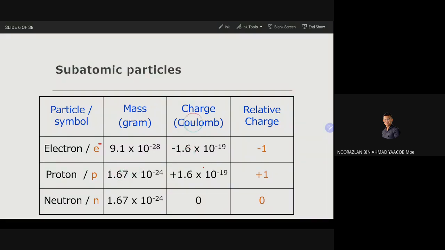Okay. Manakala charge dia pula dalam unit coulomb, okay, electron has a charge of negative 1.6 times 10 to the negative 19 coulomb, and proton has positive 1.6 times 10 to the negative 19. Okay, however, using this charge in chemistry, it's not that helpful, so we use the term relative charge instead. Okay, so charge secara perbandingan. So electron is negative 1, proton is positive 1. And neutron has a 0 charge.